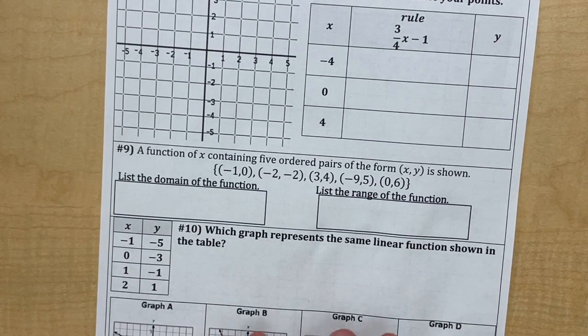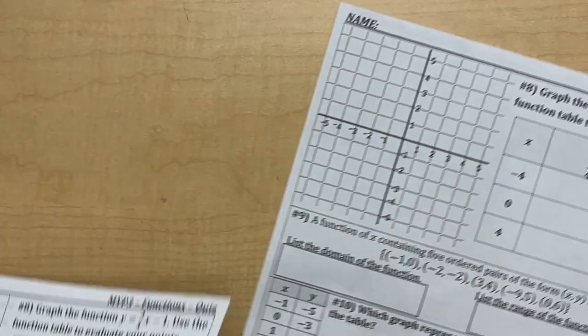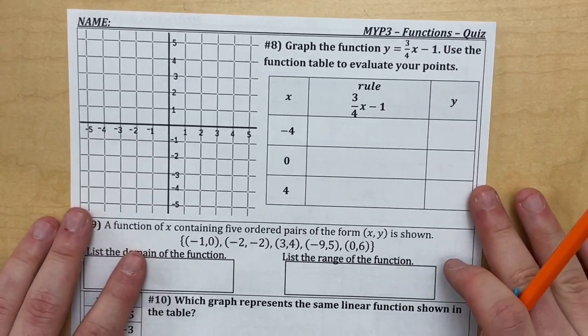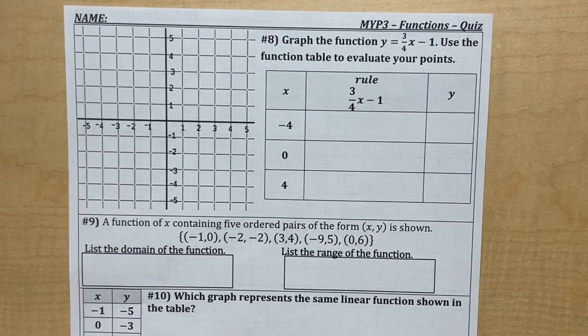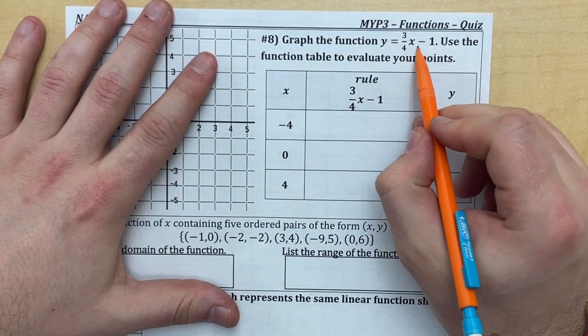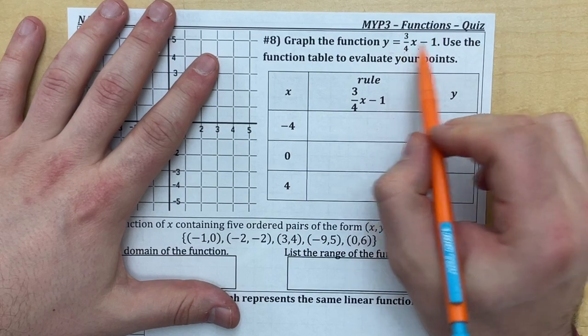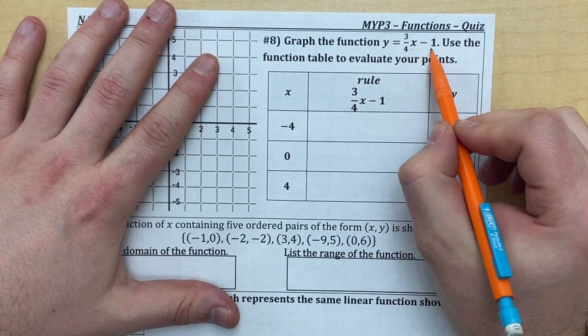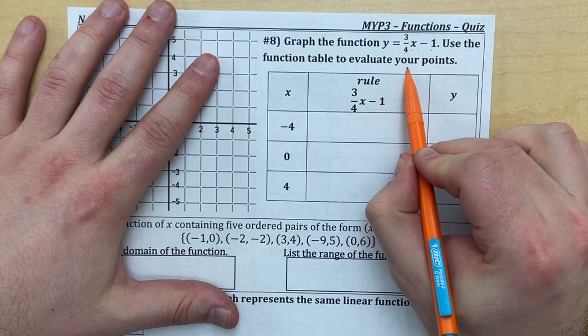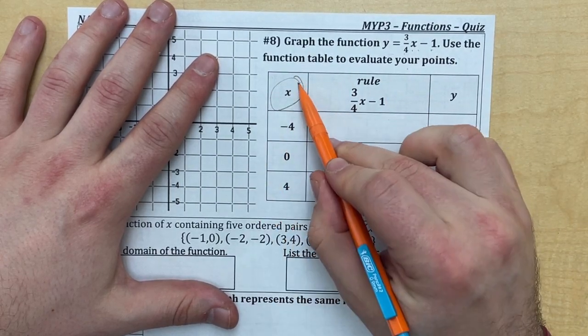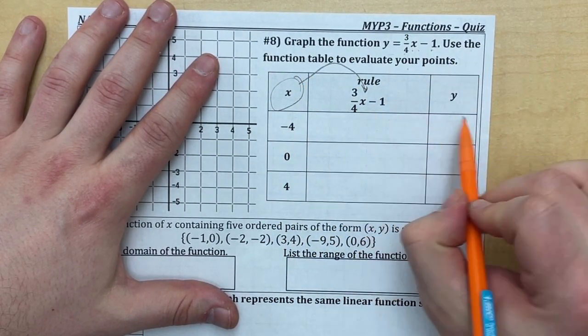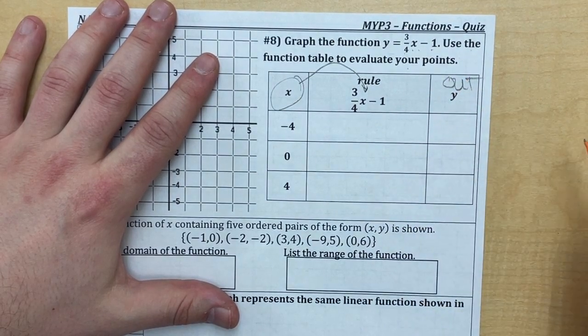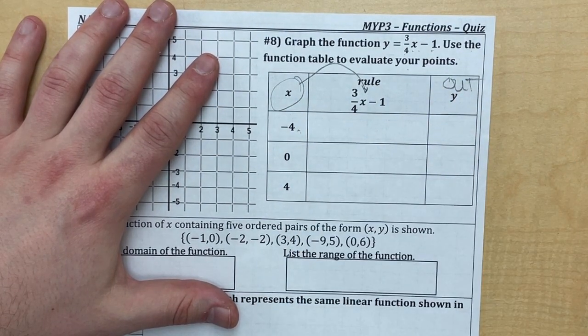And then lastly, let's work on this wonderful page here. Okay, same kind of idea as number 5. I have my function, and I say graph the function y equals 3 over 4 times x minus 1. Use this function table to evaluate your points. As always, take your x value and plug it into your function. Your output is your y value. And I give you those x values because I know for sure that those are a lot easier to evaluate.